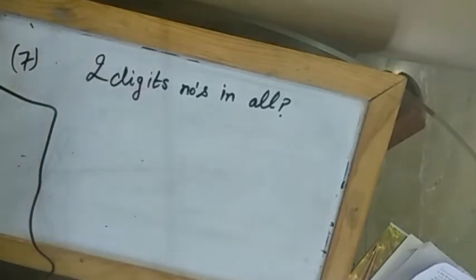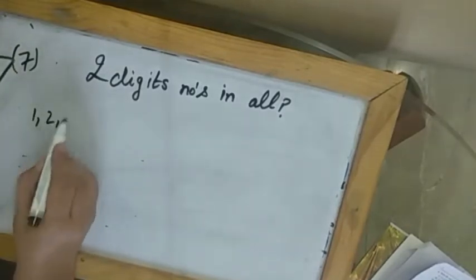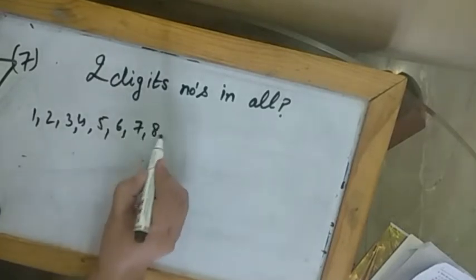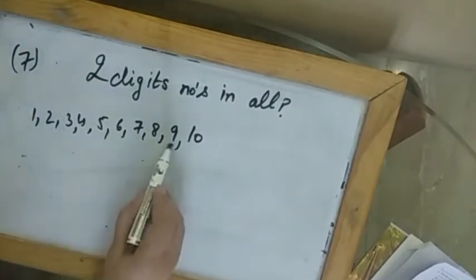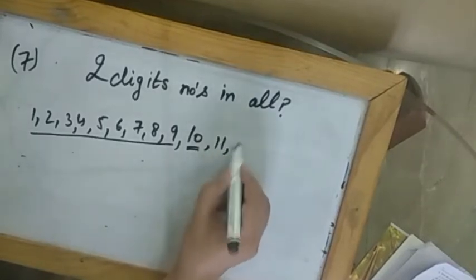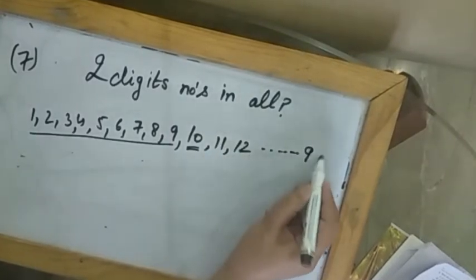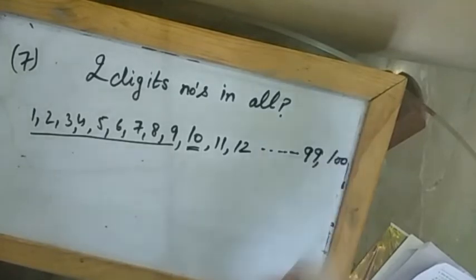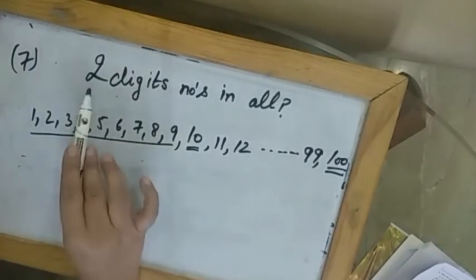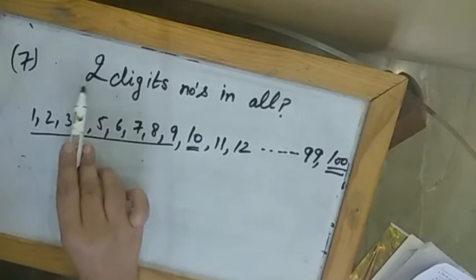As you know, our counting starts from 1, right? So I'll say 1, 2, 3, 4, 5, 6, 7, 8, 9. Then comes 10. So till 9 we have 1-digit numbers, and the 2-digit numbers start from 10 and go till 99. Then after that 100 starts, and 3 digits start. This is just an example to explain. So the question is, how many 2-digit numbers are there in all?